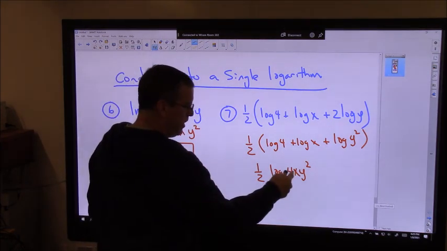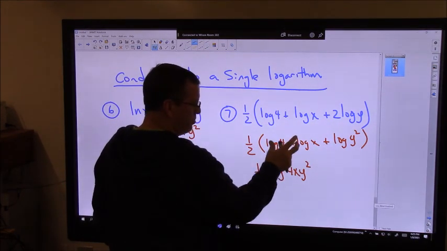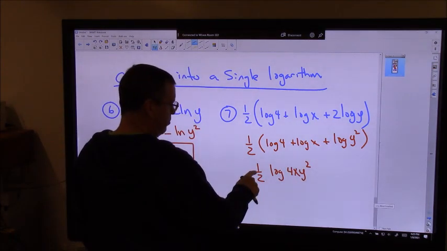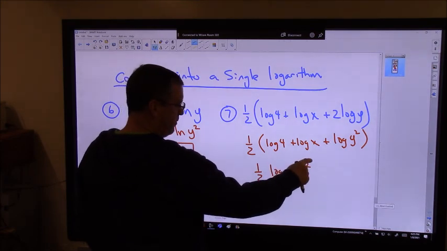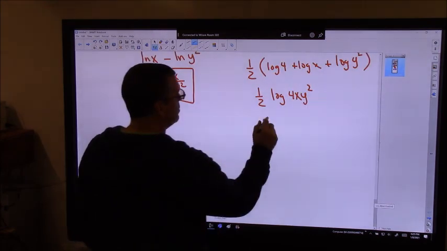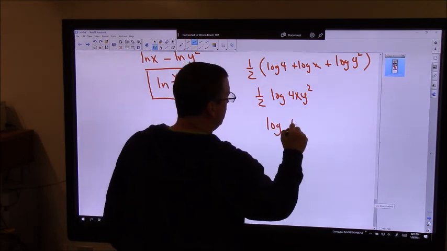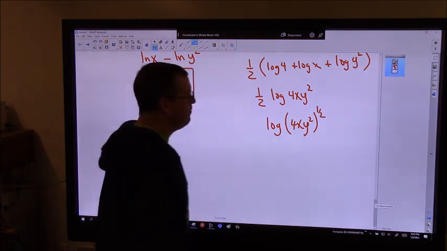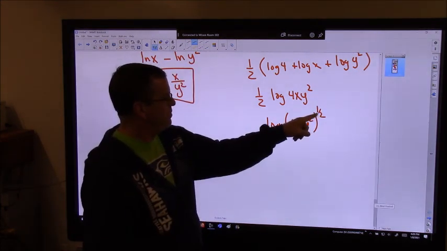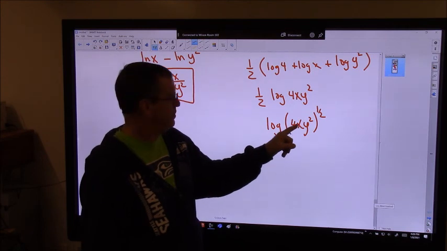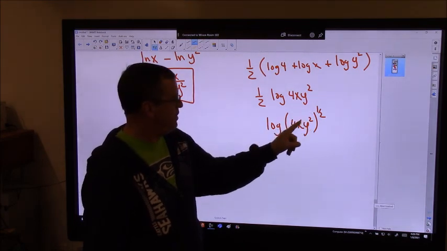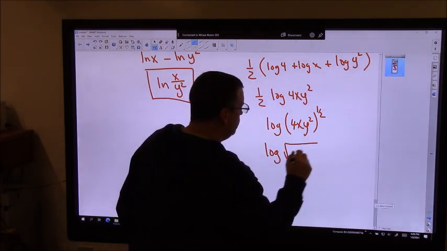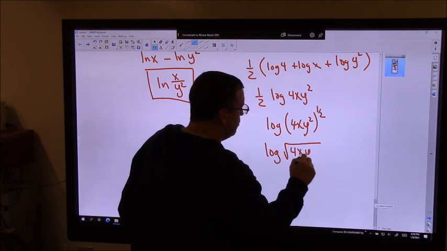Okay, when you multiply with logs, you add those. That's what we're doing here. We're adding these 3 things together. And so now I can bring this 1/2 back up above. It'll be the exponent for this. But if I do that, log of 4xy squared to the 1/2, that really means square root, right? An exponent of 1/2 means the square root of all this. So this really becomes the square root of 4xy squared.